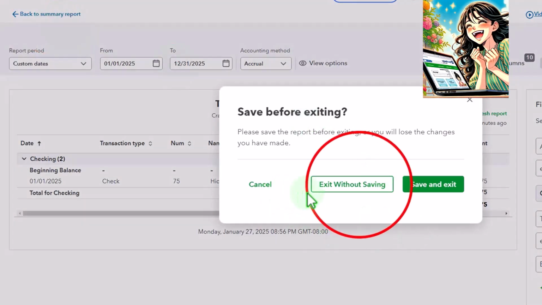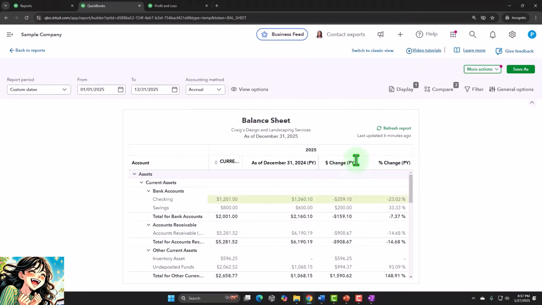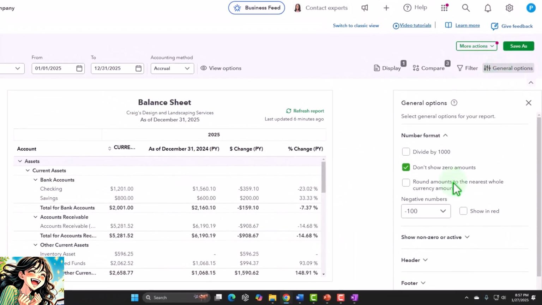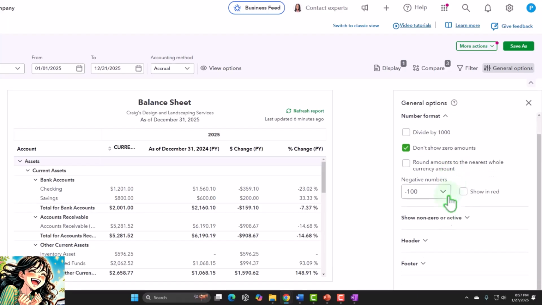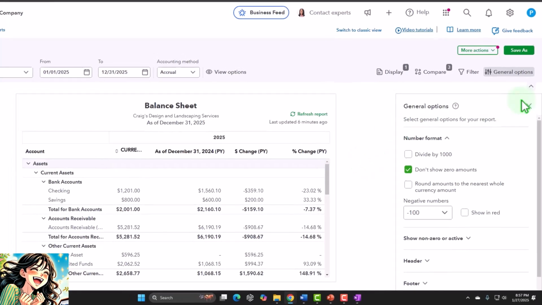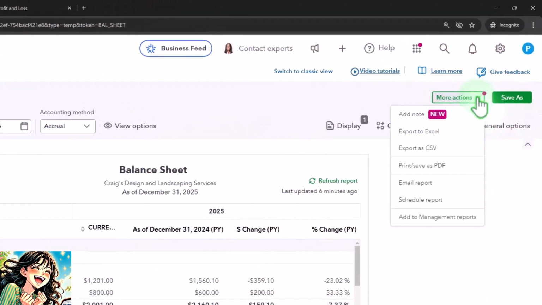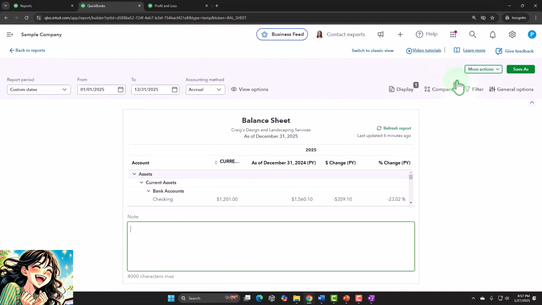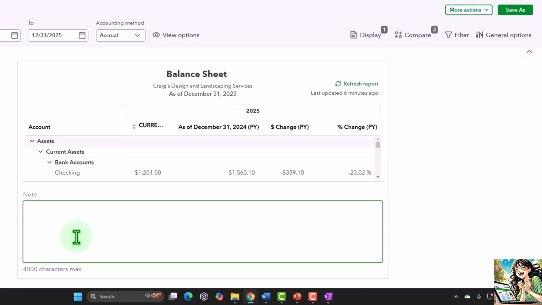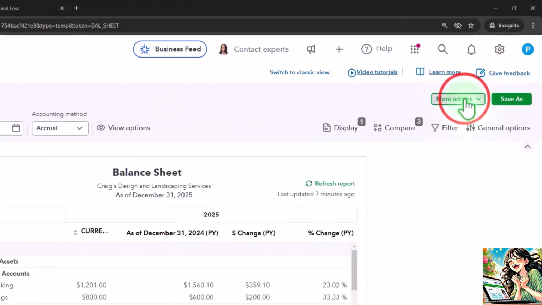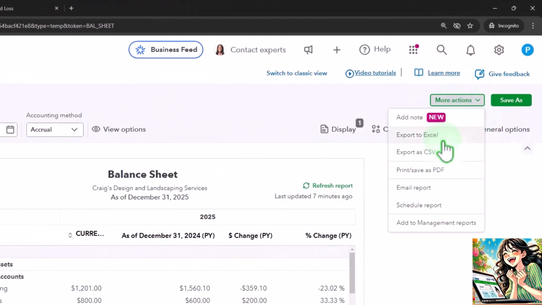Let's go back, exit without saving. And then we've got the general information. So we're going to go into this more in a future presentation and get into more of these options. So we'll take a look at that later. Let's close that out. We've got the more actions to add a note. So we have a new option that we can add a note down here. So if we wanted to put a little bit of customization in our report, we have the note adding. And that's a new one, as they say here.